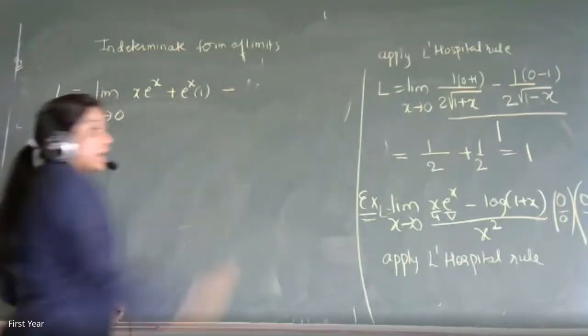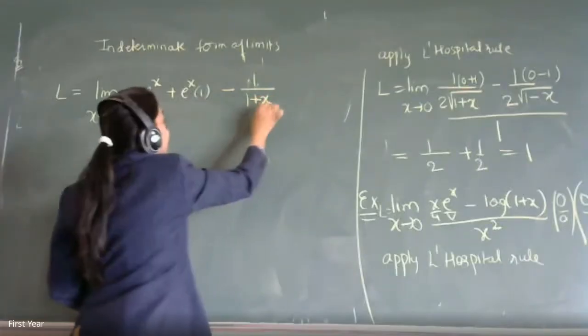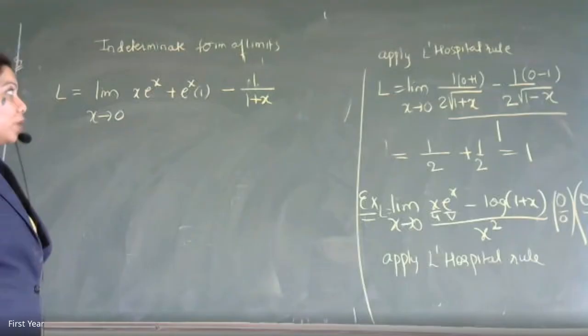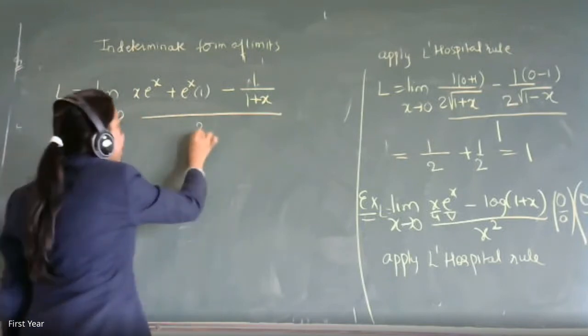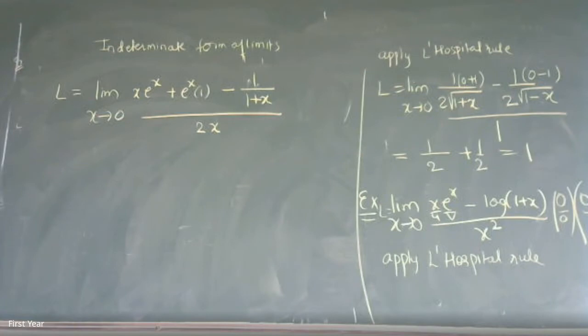Minus. What is the derivative of log? 1 upon 1 plus x. So derivative of 1 plus x, which is 0 plus 1. So it is as it is. Divided by. What's the derivative of x squared? 2x. डिनोमिनेटर अभी 0 ही रहेगा ना, इसके आगे वाले स्टेप में भी डिनोमिनेटर में भी 0 होगा.